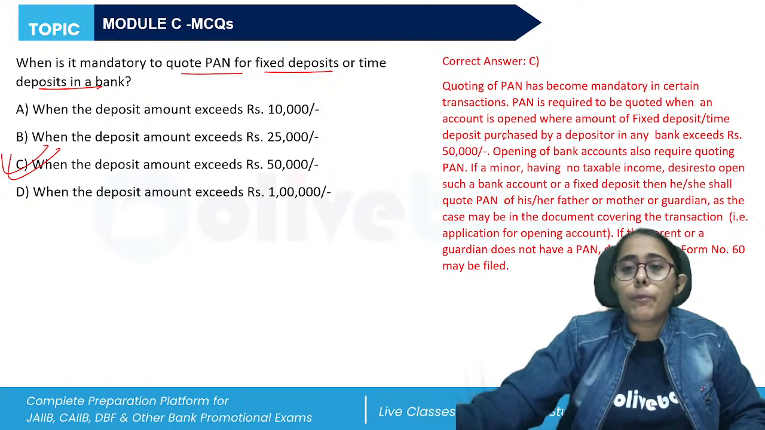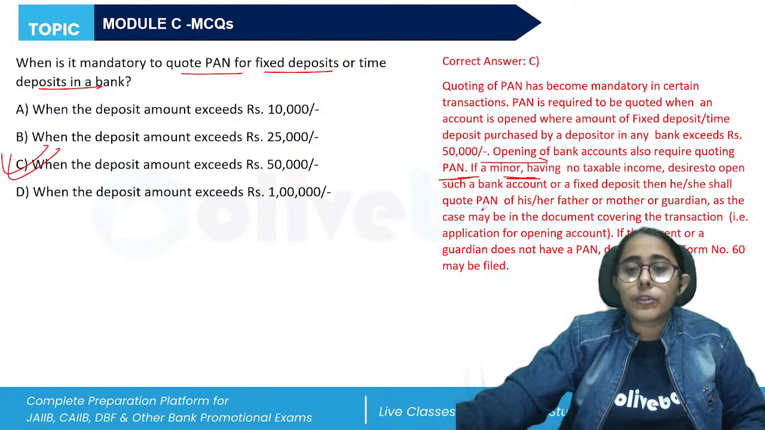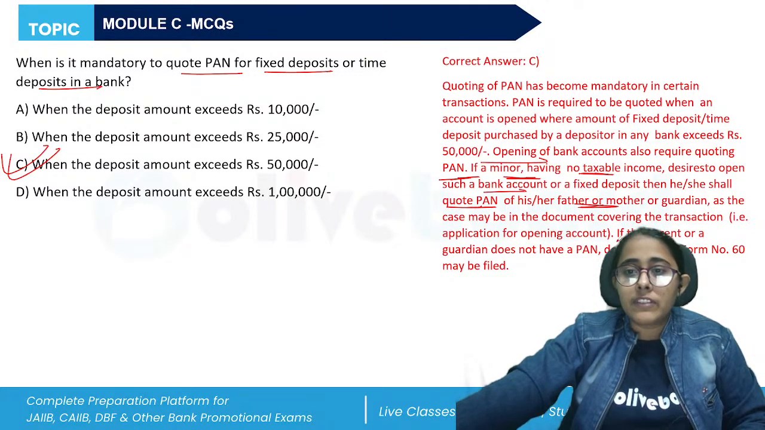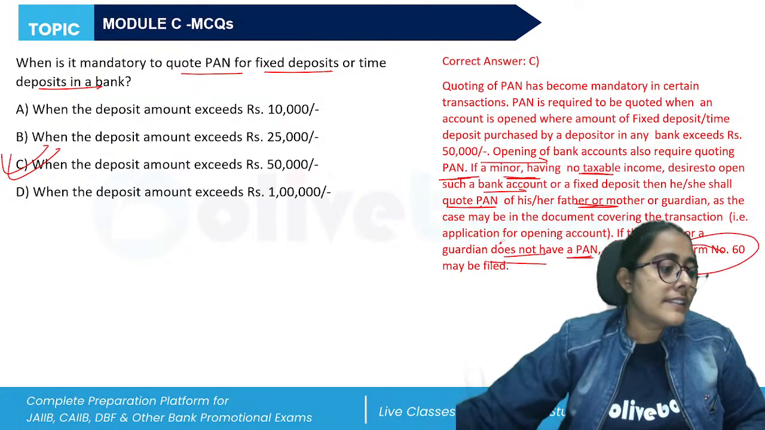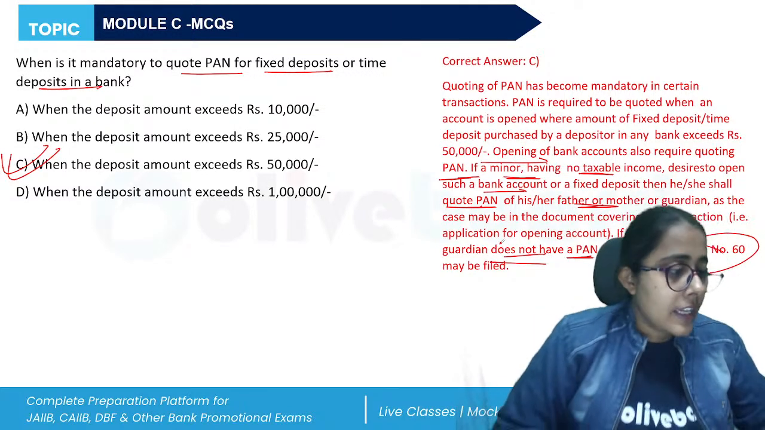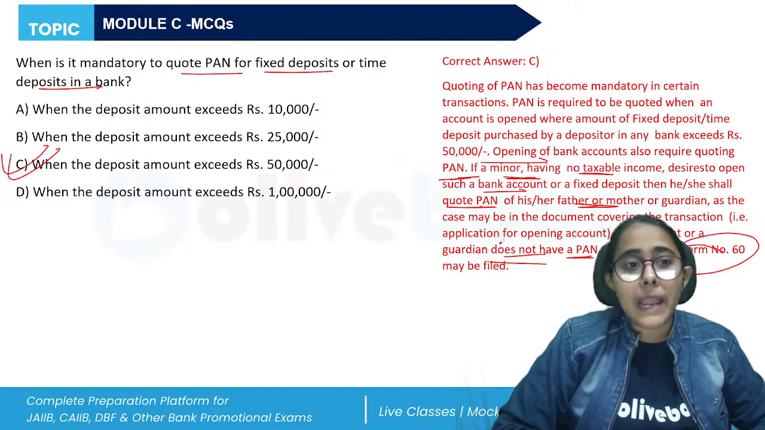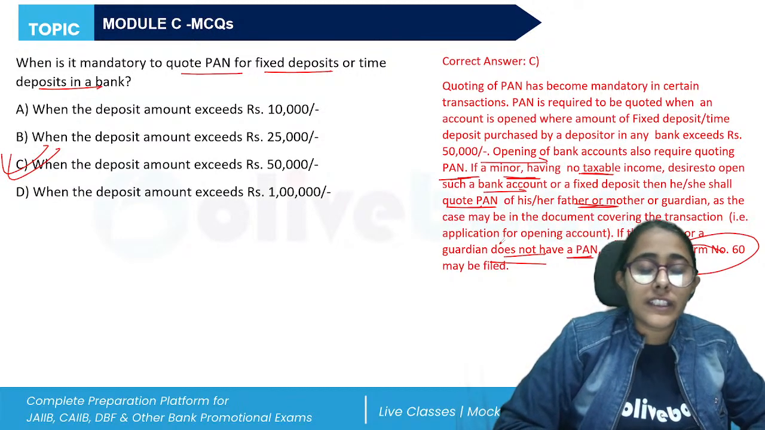Apart from that, opening of a bank account also requires a PAN. If a minor is opening the account and has no taxable income, then they shall quote the PAN of their guardian: their father, mother, or guardian. If the parent or the guardian does not have a PAN, then the declaration in Form 60 has to be filed. So only in the case of a fixed or time deposit, when the deposit exceeds 50,000, the PAN has to be provided.